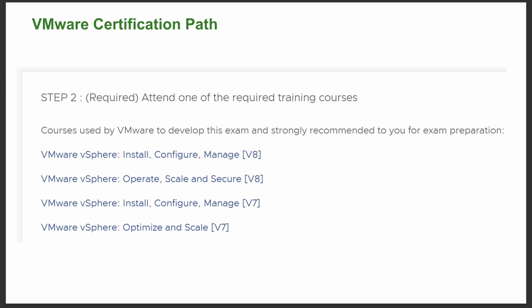In terms of the courses that one is able to use to prepare for the certification, in this case we're looking at the VCP-DCV, which is VMware Certified Professional Data Center Virtualization. We have the version 8 courses or the version 7 courses, and those are the ones recommended by VMware. There are 2 courses, Install, Configure, and Manage, and then Operate, Scale, and Optimize. Install, Configure, and Manage is the first course in the list, and having completed that course, one is able to attend Operate, Scale, and Secure.